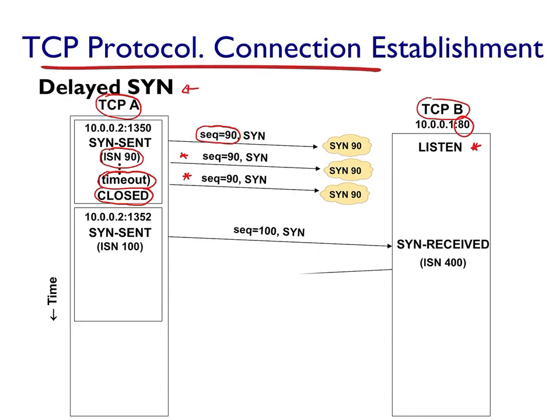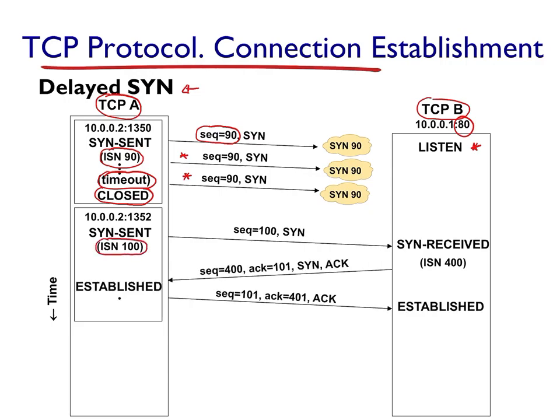So it tried again with a different initial sequence number because of time. This time is different from that. So we have a different initial sequence number. In this case, the sequence is 100, SYN flag active. It is correctly received by B. It accepts the connection. ACK 101 because I have received 100 plus 1 because of the SYN. A different initial sequence number on the right side, sequence 400.